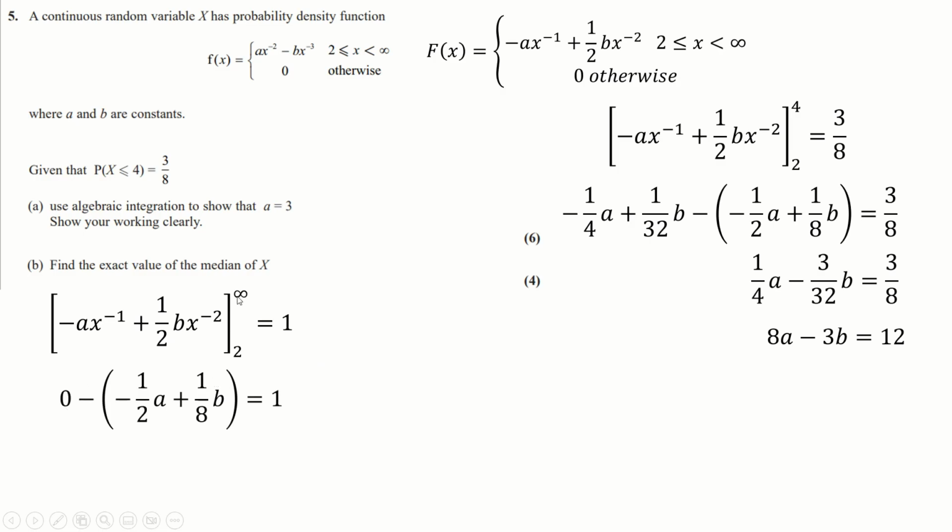If you're doing this in FS1 and FS2, you need to write limit as t goes to infinity and put a t here, but I think we can get away with it here, just putting it in and saying it's 0. I think that's fine. And of course put in 2 and you get this, and that turns into this eventually. Now if you just solve this, you can just put it in the calculator. It's not a difficult one to solve. You get b is 4 and a is 3, which is good.